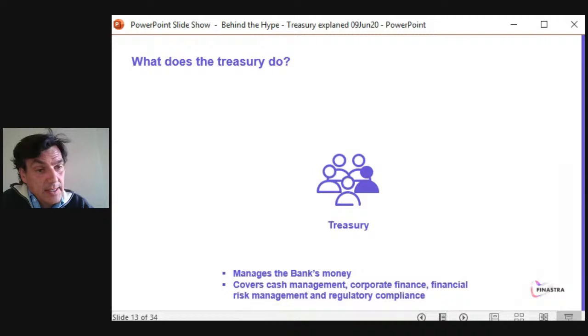The second thing is they are covering the cash management, corporate finance, so the different functions that we can find inside the bank, financial risk management and the regulatory. So they can see all the sides of the business, from risk to cash, to finance, to compliance. But we have to never forget that the ultimate goal of the Treasury is and remains profitability. So they are here to make money.